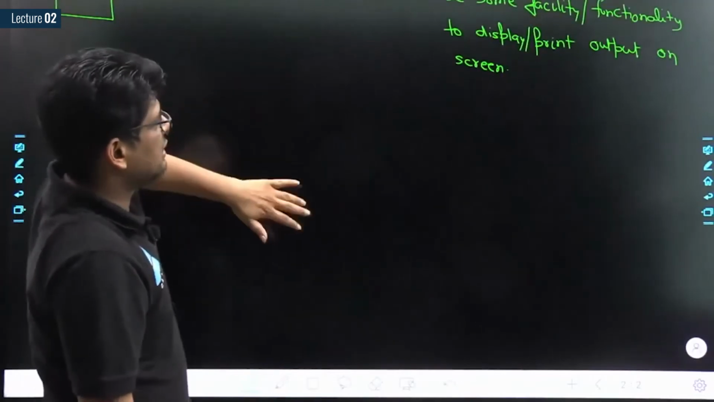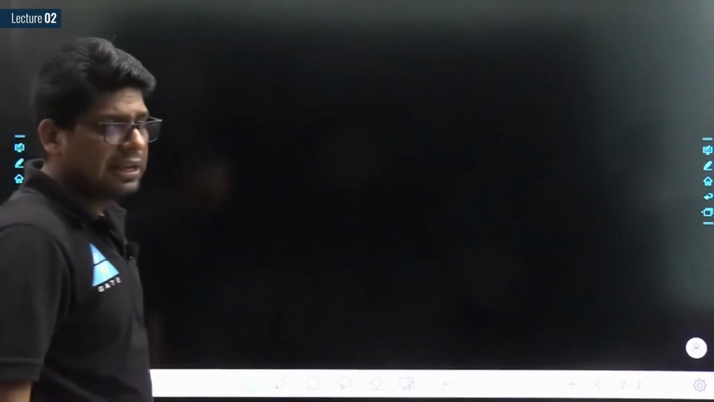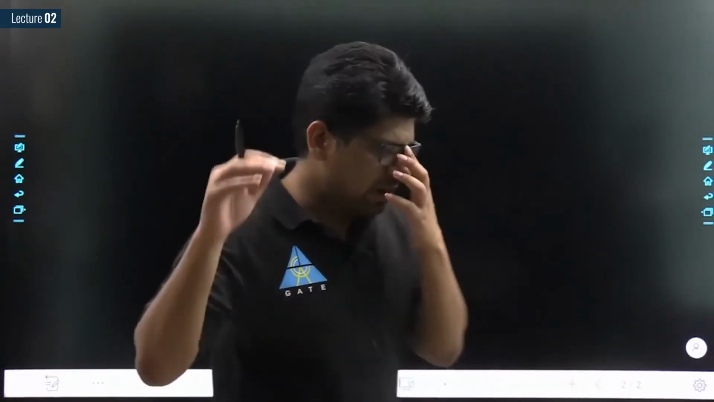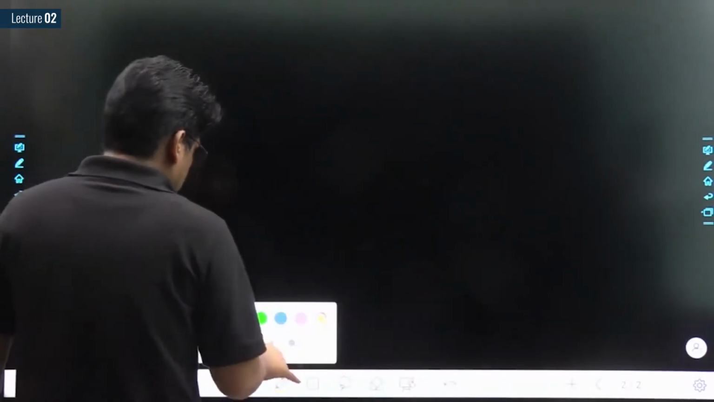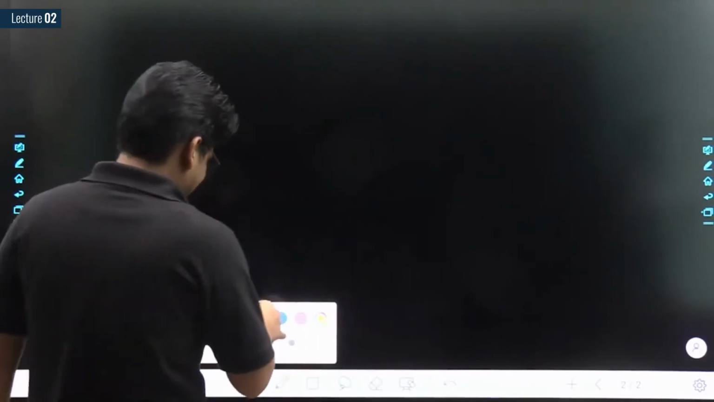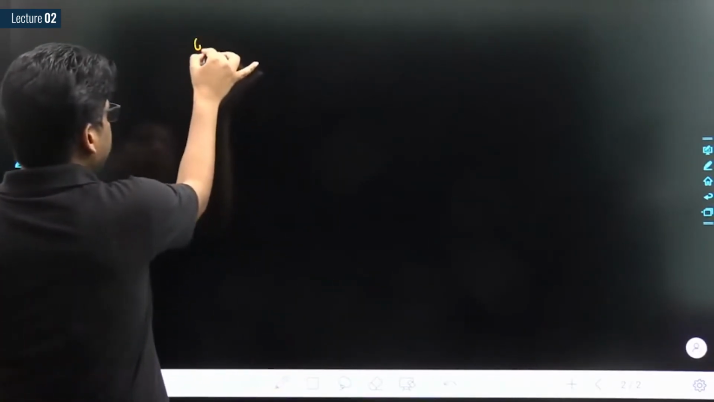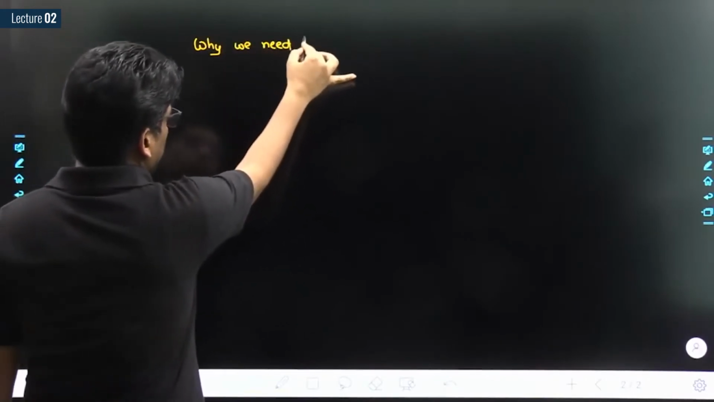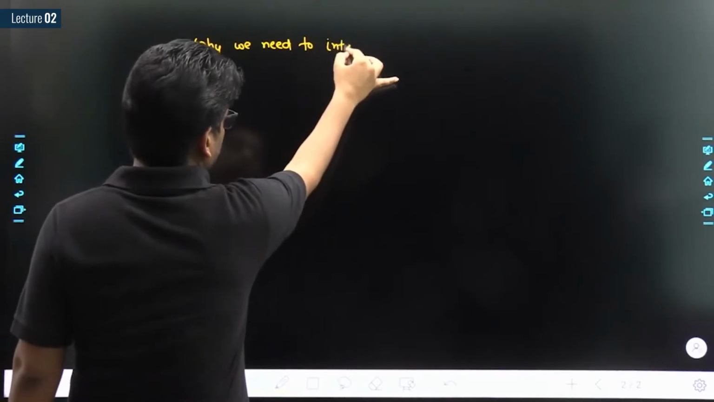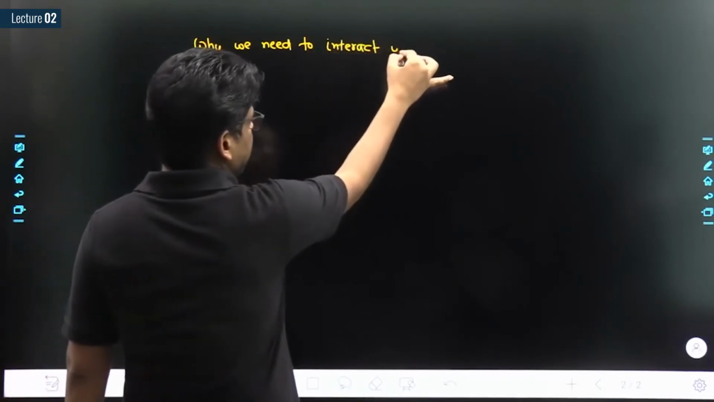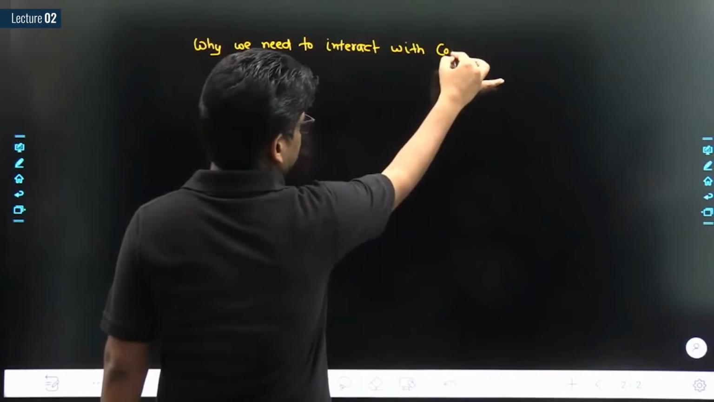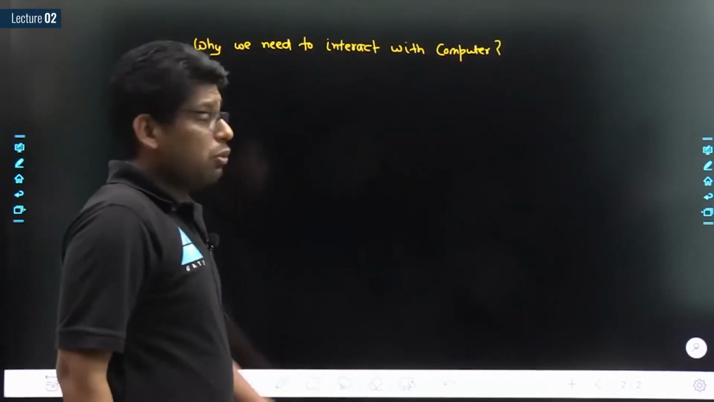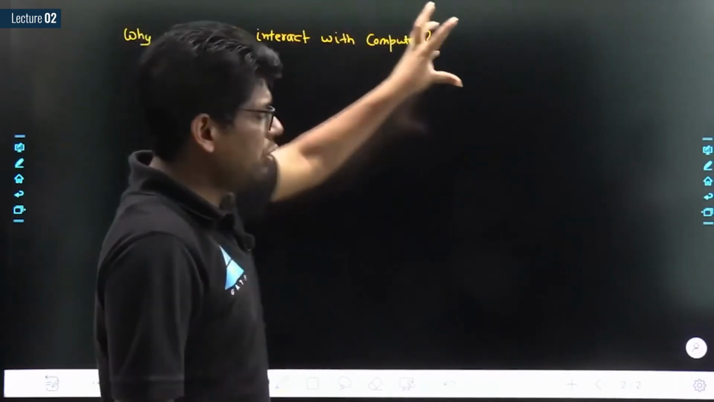So let me revise everything again, what I have discussed in the previous lecture as well as in this lecture. Let me revise everything in a different way. Why do we need to interact or communicate with a computer? To interact with a computer, what do we need? A programming language. But the big question is, why do we need to interact with a computer?